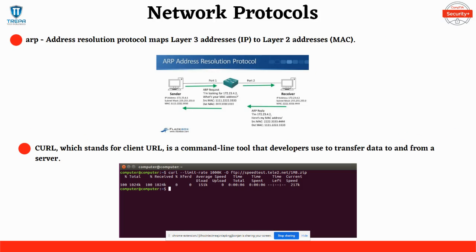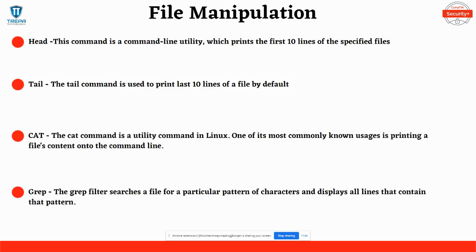ARP is the Address Resolution Protocol that maps layer 3 addresses to layer 2 addresses. Your computers will have an ARP table that you can see by typing in arp -a from the command line for Windows and Linux. curl stands for client URL and is a command line tool that can transfer data to and from a server. The head command, or really all these commands, are Linux commands.